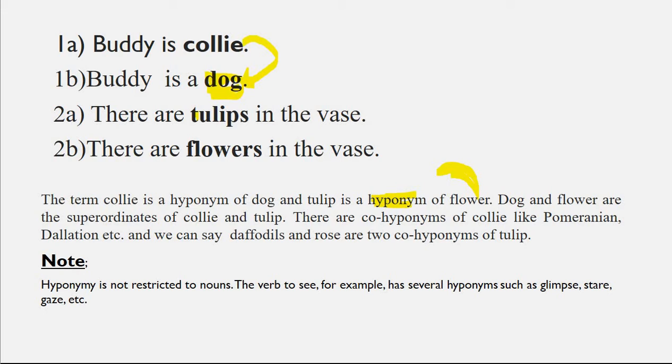Dog and flower are the superordinates of collie and tulip. Kapsayıcı isimler. Yani superordinates means kapsayıcı isimler in Turkish, let's say. There are other cohyponyms of collie like Pomeranian, Dalmatian, etc. And we can say daffodils and rose are cohyponyms of tulips. Eşdeğer hizada bulunan isimler, cohyponyms. So note, hyponymy is not restricted to nouns. The verb to see, for example, has several hyponyms, such as glimpse, stare, gaze, like this. So let's go on with other examples.